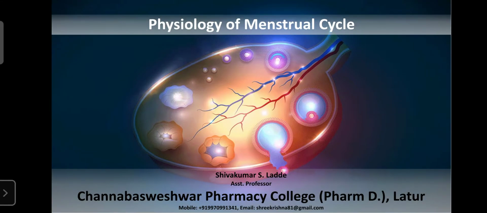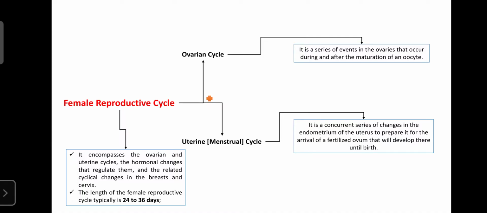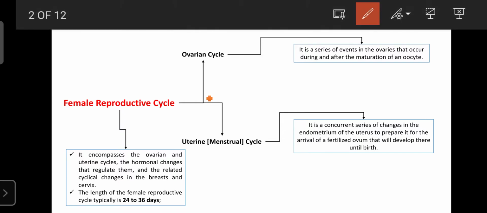Students, so today we learn about the physiology of the menstrual cycle, or female reproductive cycle. The female reproductive cycle encompasses the ovarian cycle as well as the uterine cycle. The uterine cycle is also known as the menstrual cycle.